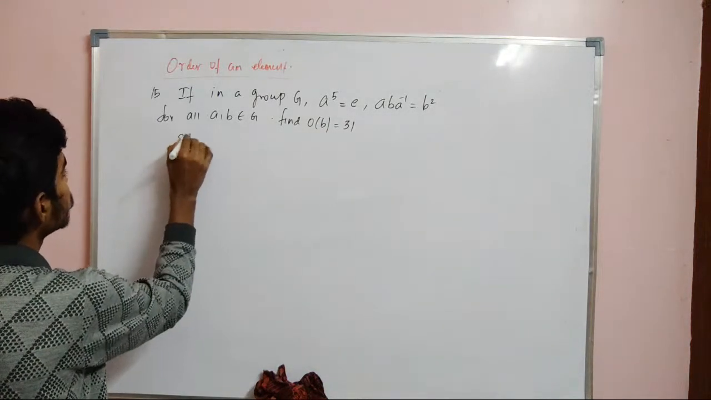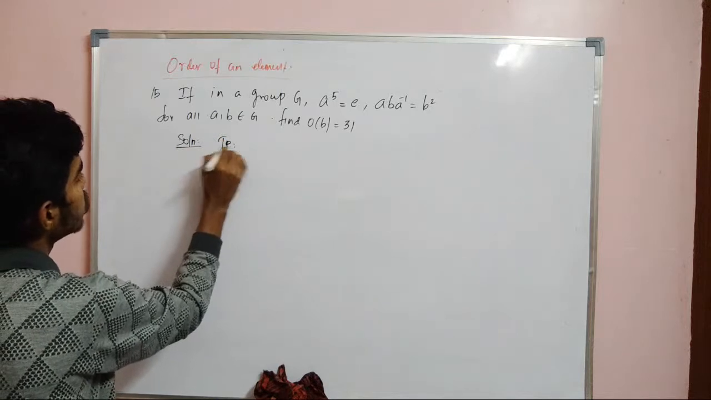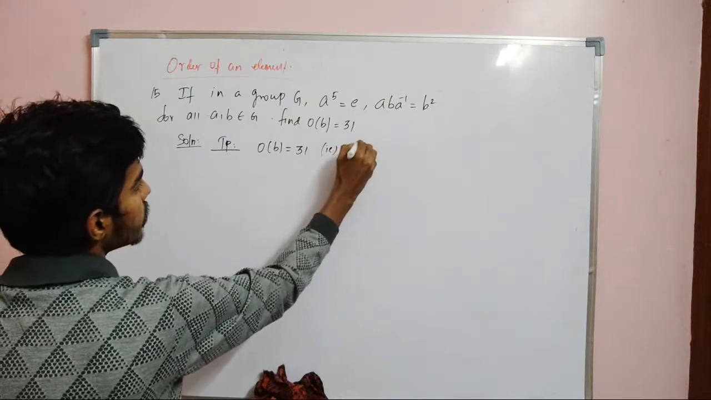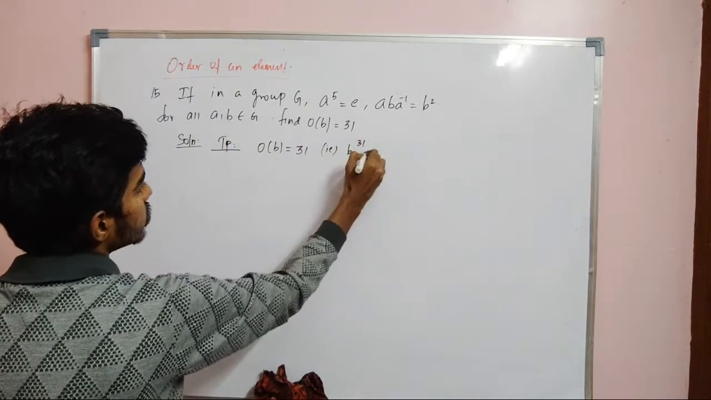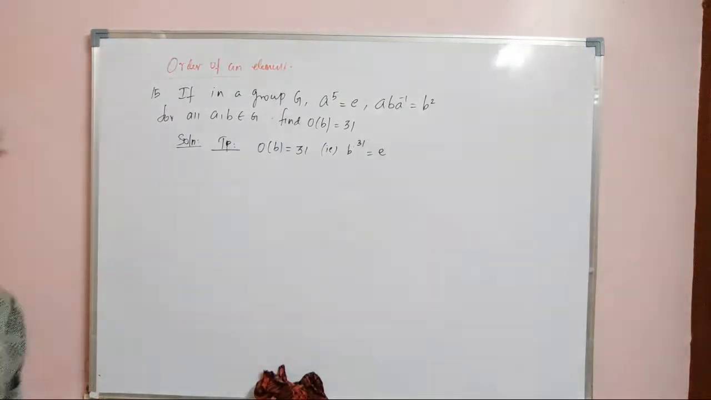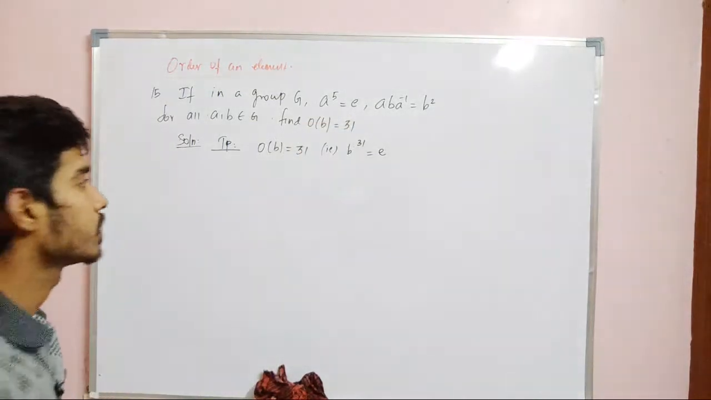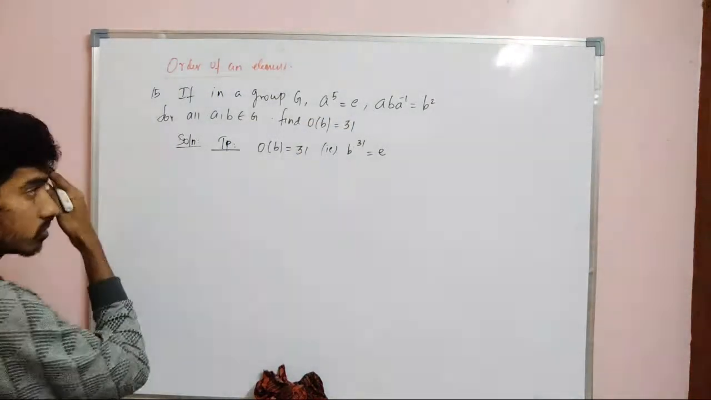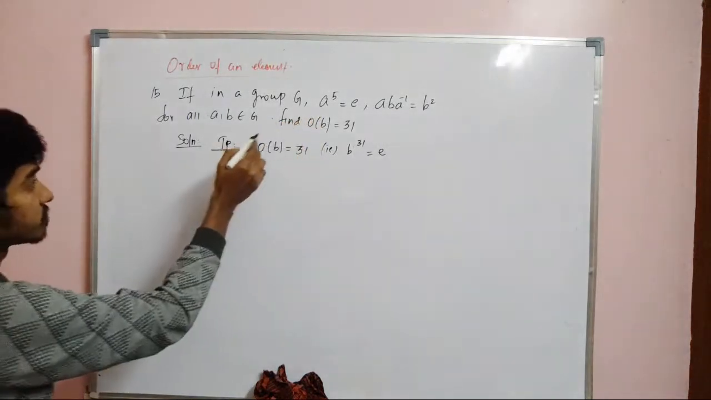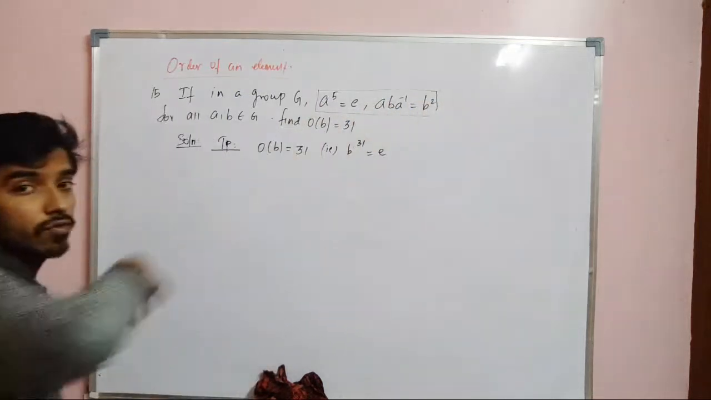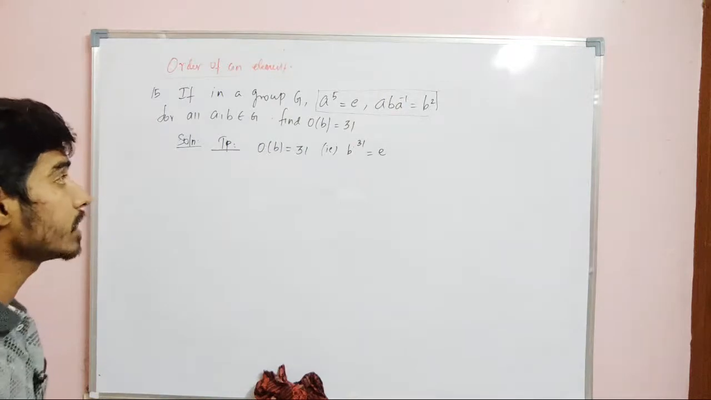So solution. What do we need to prove? We need to prove the order of B is 31. That is, we need to prove B power 31 is equal to E. So order of an element means the least positive integer n for which A power n is equal to E. So here we need to prove the order of B is 31, and therefore we need to prove B power 31 is equal to E, right? So they have given that all the elements satisfy this condition, that is A power 5 is equal to E, that is the order of A is 5, and ABA inverse is the same as B square.